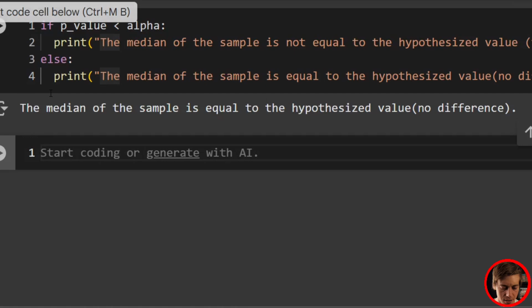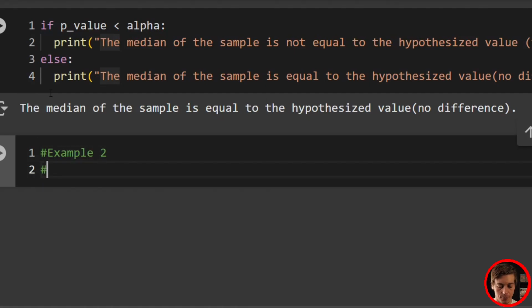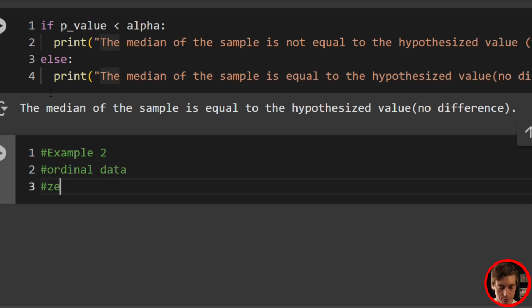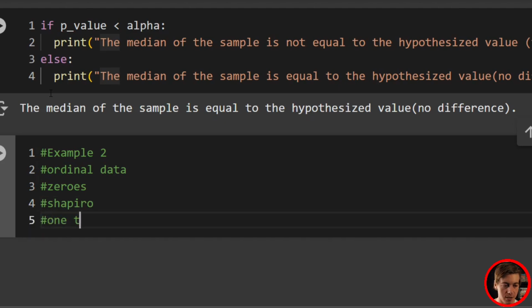All right, so let's take a look at example 2. We're going to change up a few things here. So first, we're going to look at ordinal data. Then we're also going to include some zeros, and then we're going to run our Shapiro. And then also we're going to do a one-tail test with greater than, completely different example than our first one.